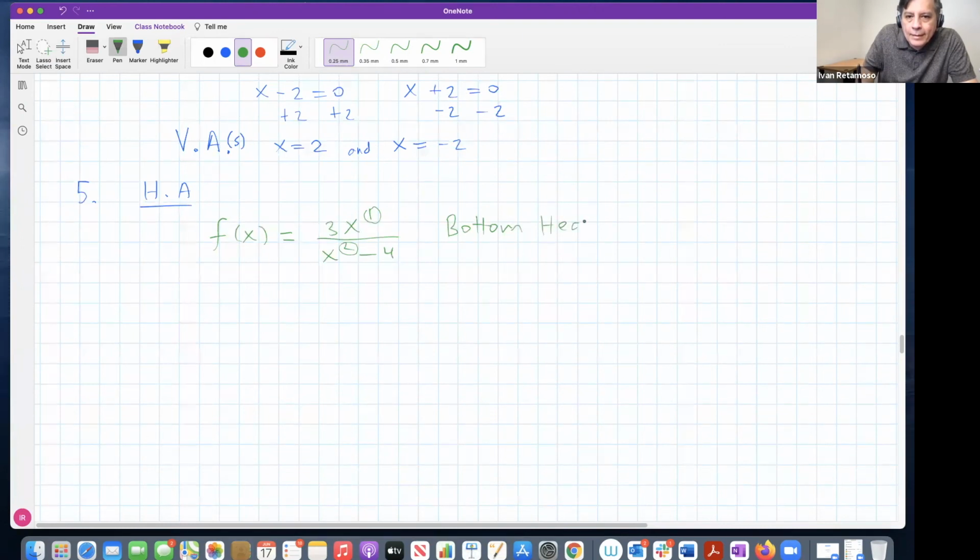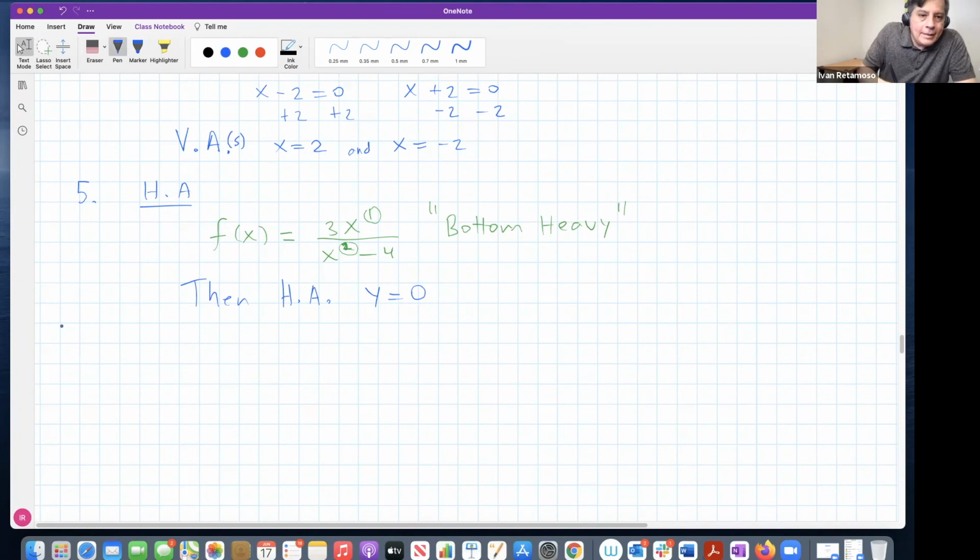The largest exponent is on the denominator, bottom heavy, then the horizontal asymptote is just y equals 0, right? There we go. We got our horizontal asymptote.